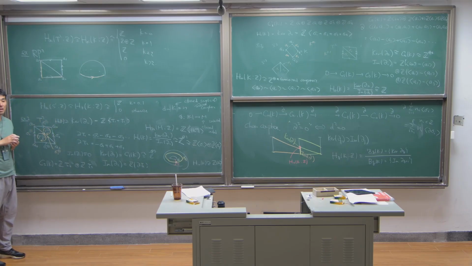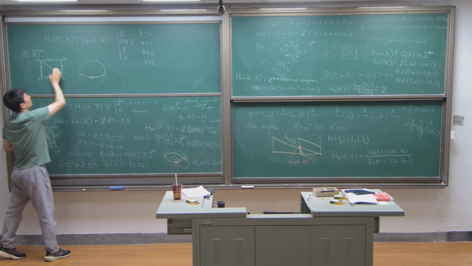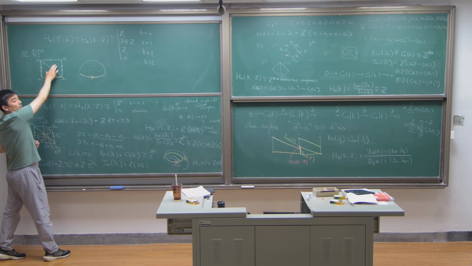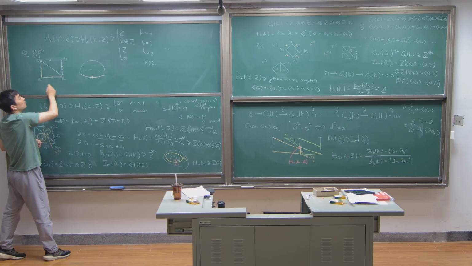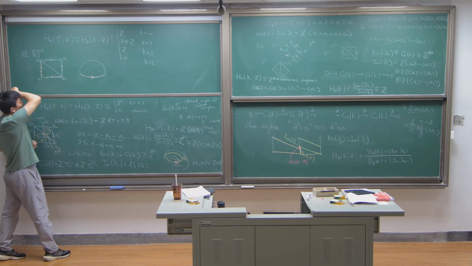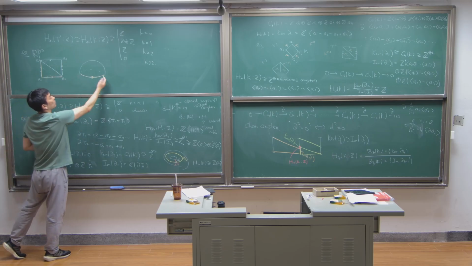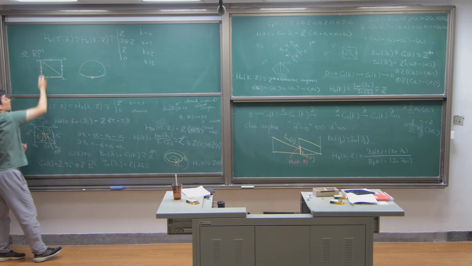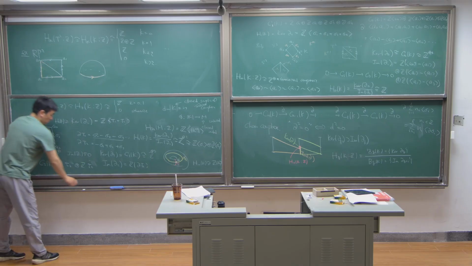Are you with me? So this northern hemisphere part is this part, in the interior. And the boundary, you just identify this one and the opposite part.